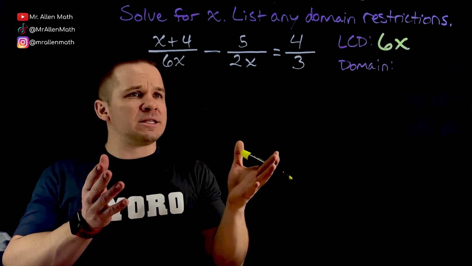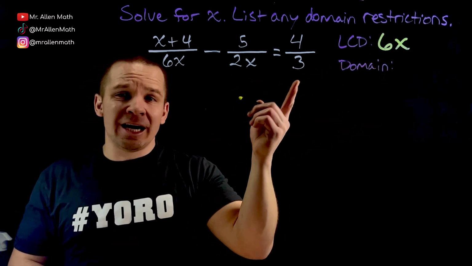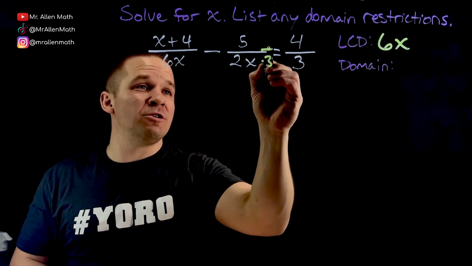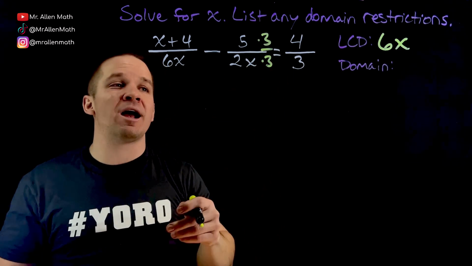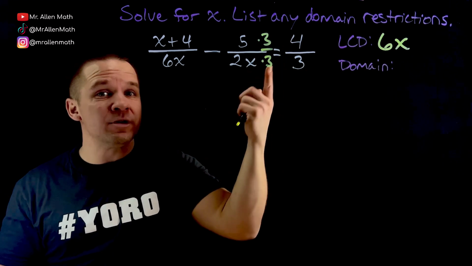So let's see here. What would make this denominator into 6x? I've got to multiply by 3. So I'm going to multiply this by 3 down here, but whatever I do to my denominator, I've got to do up in that numerator as well. This one doesn't need anything done. It already is the LCD of 6x.